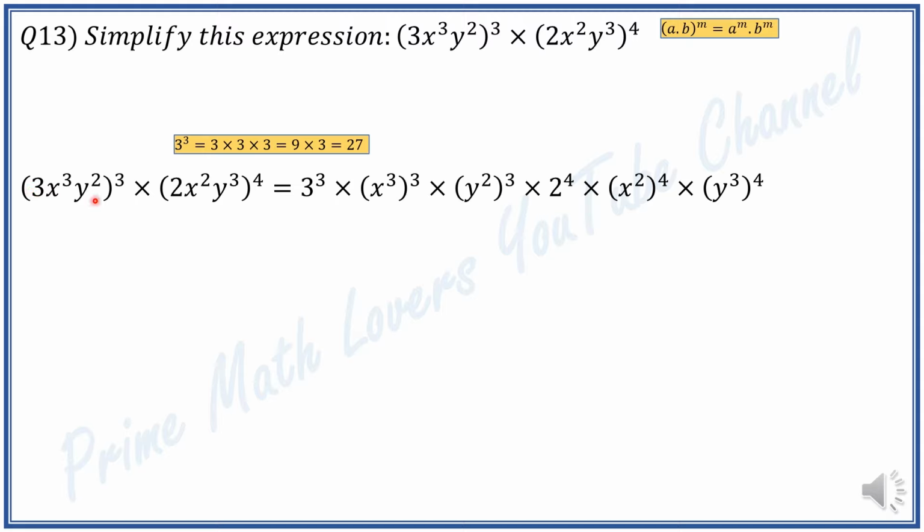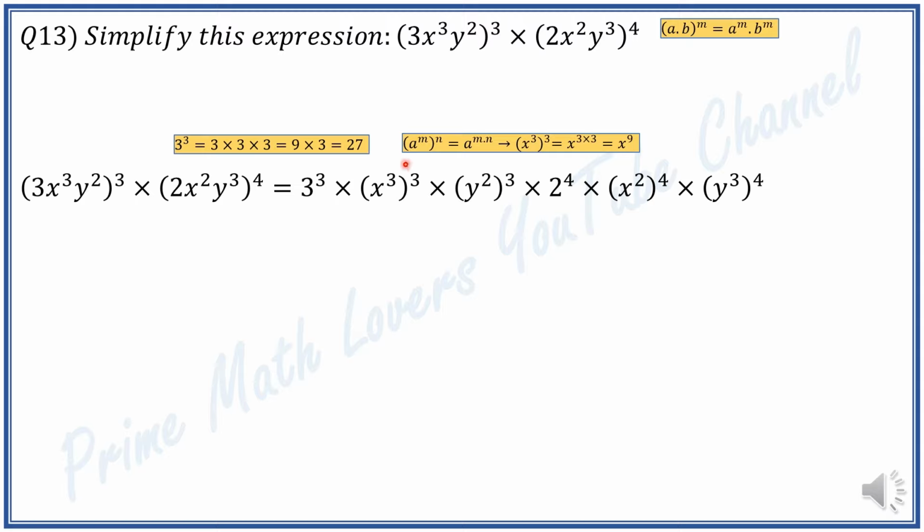we can write down this term as 3 to the power of 3 times (x to the power of 3) to the power of 3 times (y to the power of 2) to the power of 3 times, and this one will be 2 to the power of 4 times (x to the power of 2) to the power of 4 times (y to the power of 3) to the power of 4. 3 to the power of 3 is, we multiply 3 three times. So 3 times 3 times 3 will be 9 times 3, which is 27.